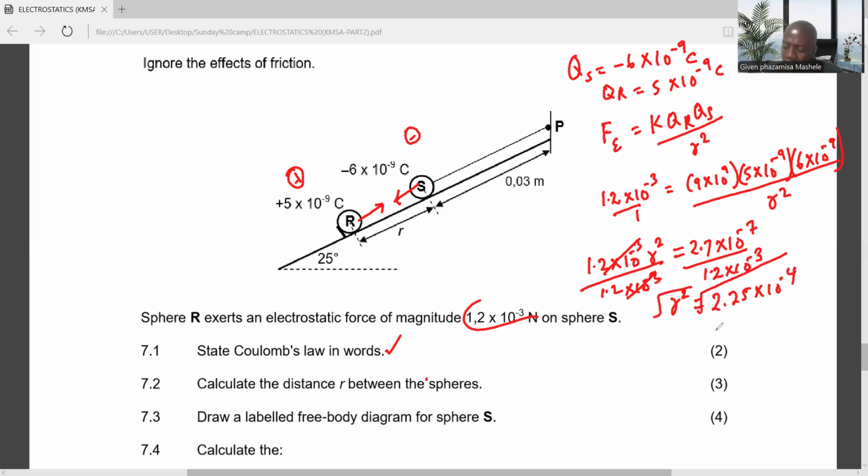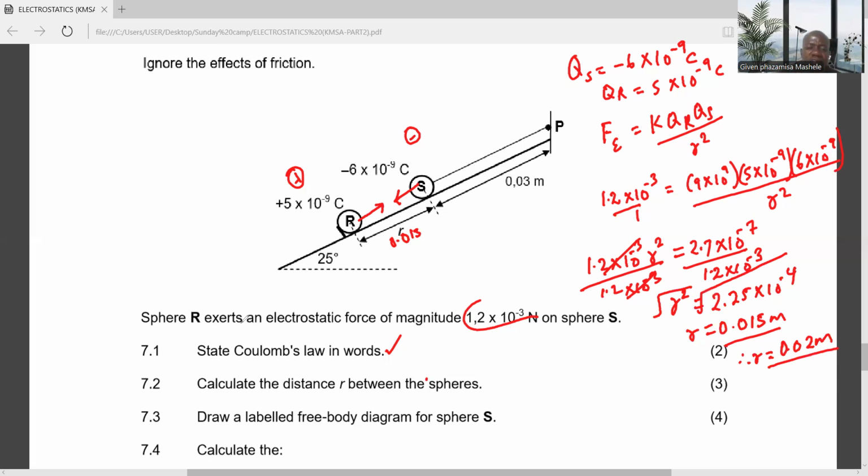So what is the R? The R is the root of the answer. So this will have a distance of 0.015 meter. It means the distance between R and S is 0.015, which is actually 0.02 if we were to round to 2 decimal places. It is 0.02 meter. So that is the distance between R and S.